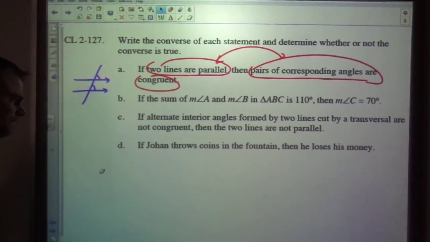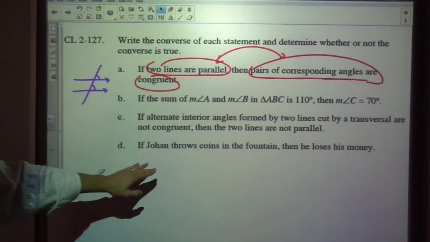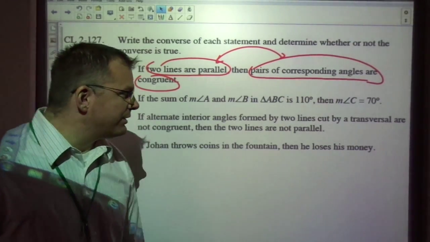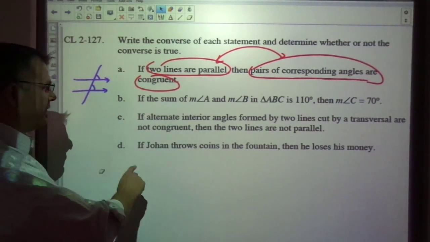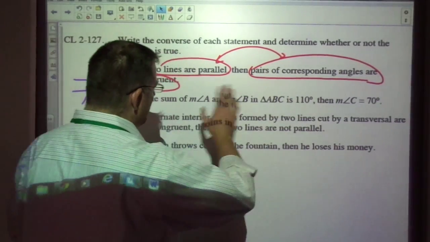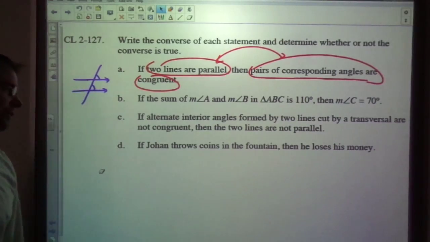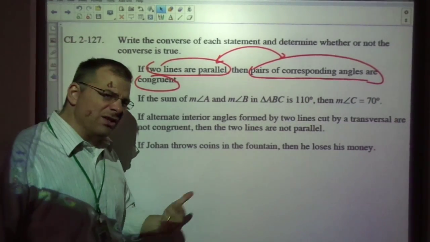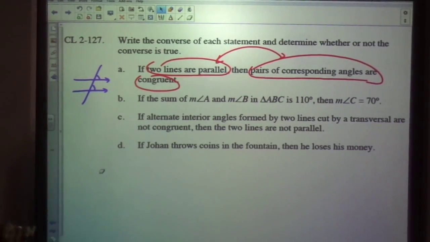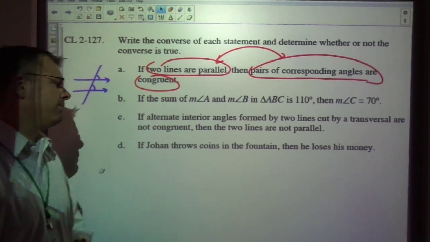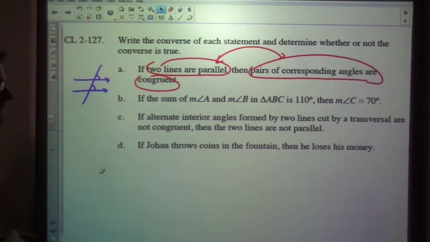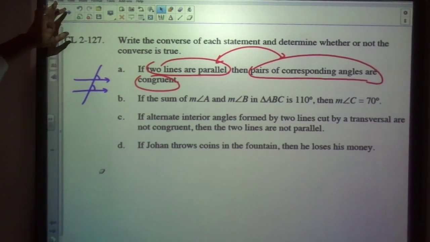And that is true. If Johann throws coins in the fountain, then he loses his money. Change it around: if he loses his money, then he must have thrown his coins into the fountain. That converse is not necessarily true. There's lots of ways he could lose money. It doesn't have to be because he put it in the fountain. Maybe he has a hole in his pocket or something else. So the converse here is false.